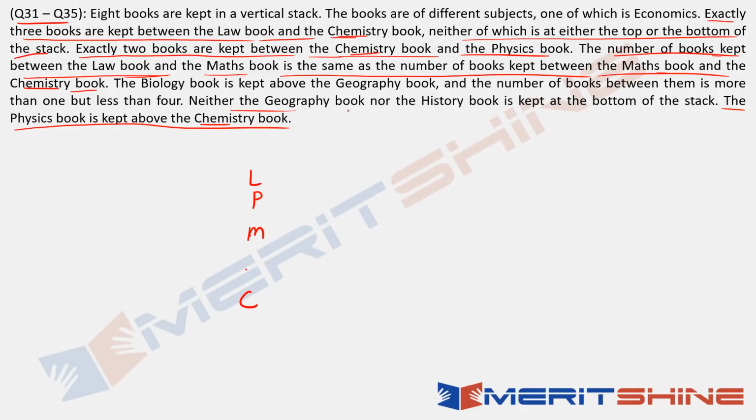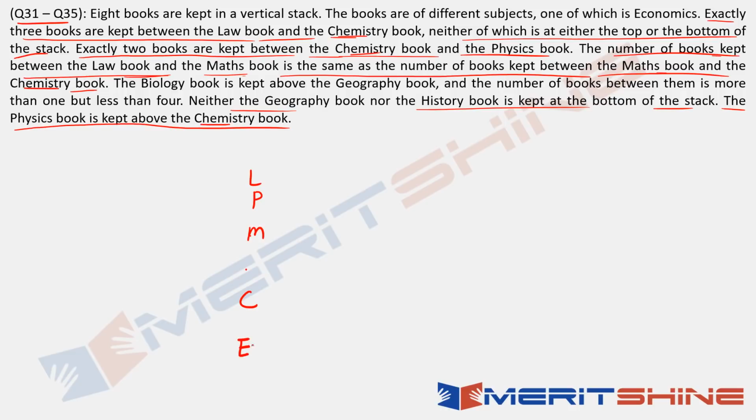Neither the geography book nor the history book is kept at the bottom of the stack. So what would be at the bottom of the stack? We already have 4 here, L, P, M, C. Fine, C is not at the bottom, geography is not at the bottom, history is not at the bottom. Then which book is at the bottom? What else is left? Biology is left, economics is left. So economics and biology are left, but this says biology book is kept above geography book. So if biology is above geography, biology also cannot be at the bottom. So geography, history, biology, they're not at the bottom. So what is at the bottom? Economics has to be at the bottom. So I'll just put E here.